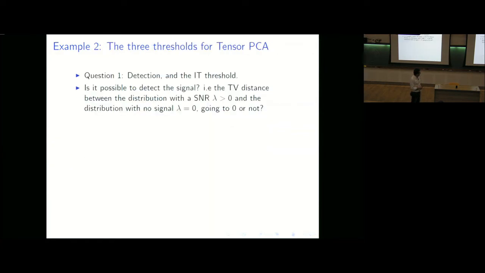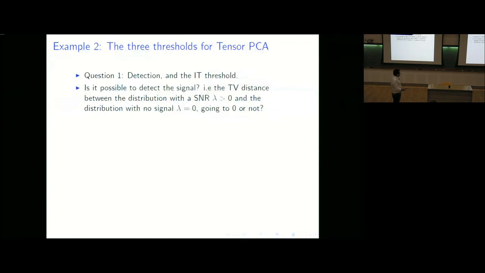For the moment I have this setting here: a signal to noise ratio lambda, M samples, and my tensors are P-tensors in dimension M. So the first question is detection, which is the information-theoretic threshold, the Shannon threshold. If I give you those M noisy tensors, can you say that there is a signal in it, that there is this tensor V to the P in it, or is it just pure noise? Can you make the difference between the tensor plus noise and pure noise? That is, between lambda positive and lambda equals 0?